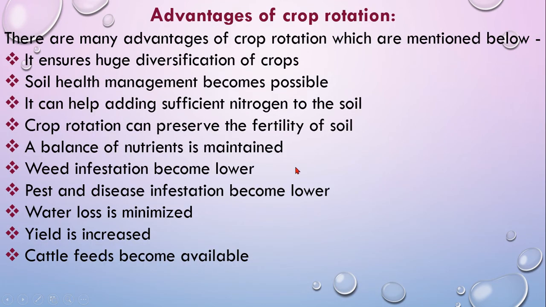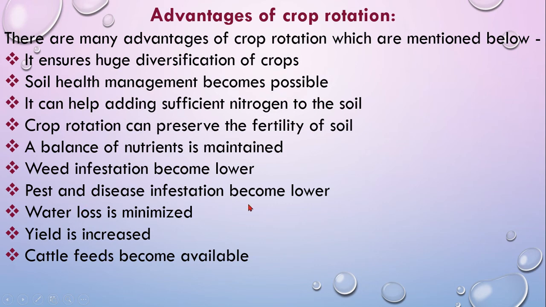So what will be the advantage of crop rotation? It ensures huge diversification of crops. Soil health management becomes possible because not all the same crops are cultivated in the land. That is why soil fertility will increase. It can help add sufficient nitrogen to the soil. Crop rotation can preserve the fertility of soil. A balance of nutrients is maintained.